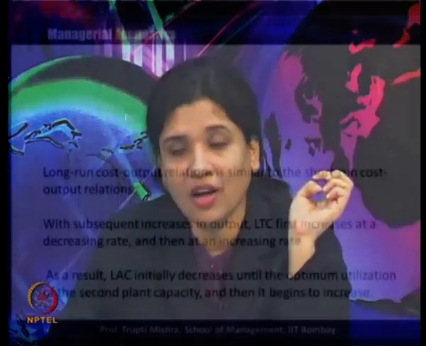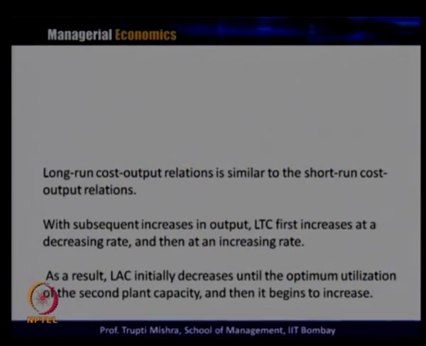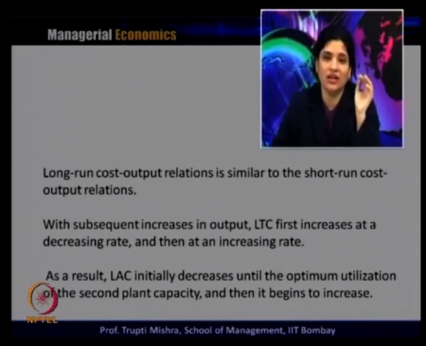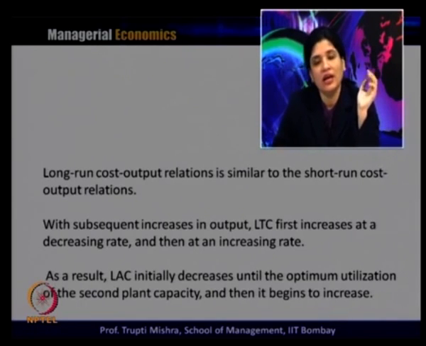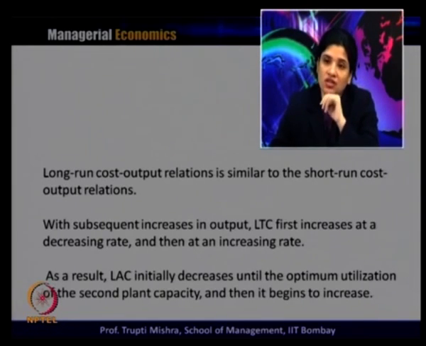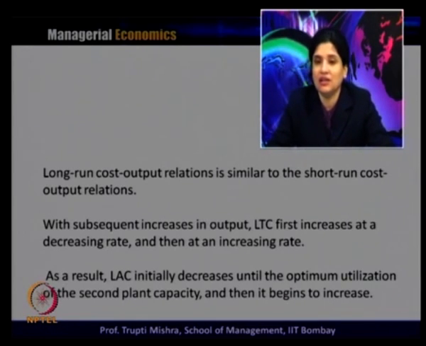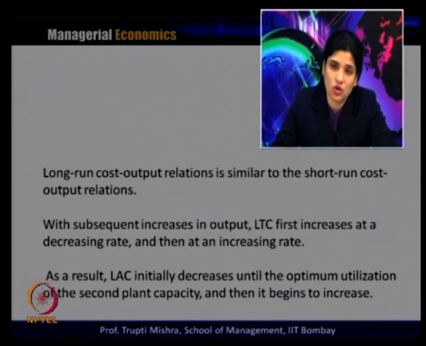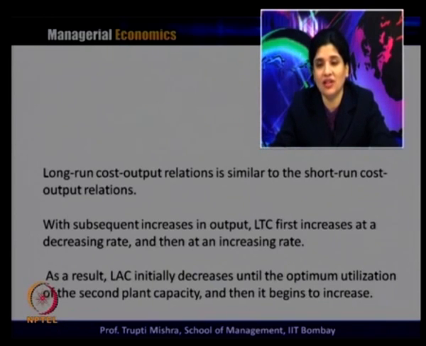So, with the subsequent increase in the output, the long run total cost curve first increases at a decreasing rate, then it is increasing at an increasing rate. Since long run total cost is increasing at a decreasing rate initially, the long run average cost curve also initially decreases, and when the long run total cost curve is increasing at an increasing rate, then generally the long run average cost curve also increases, because average cost is nothing but derived directly from the total cost divided by the number of units of output.